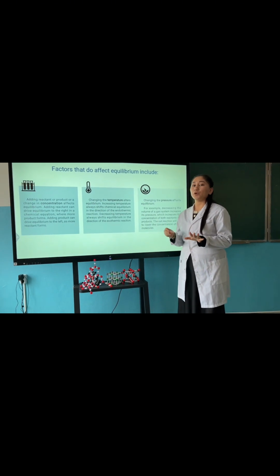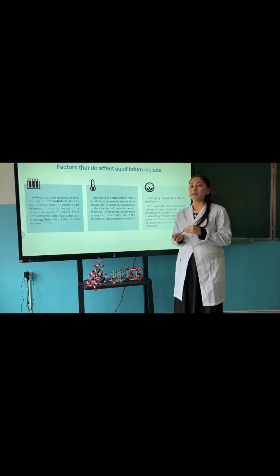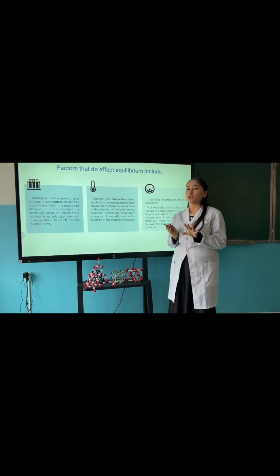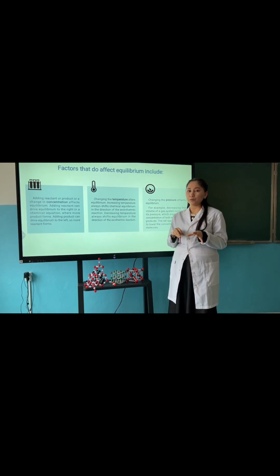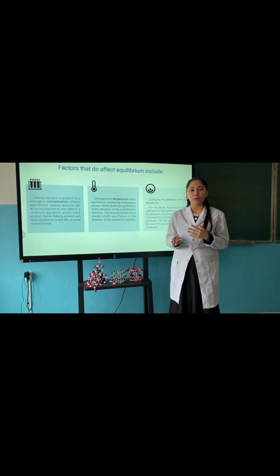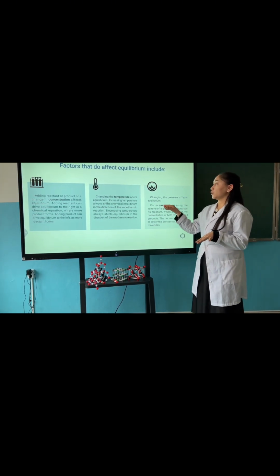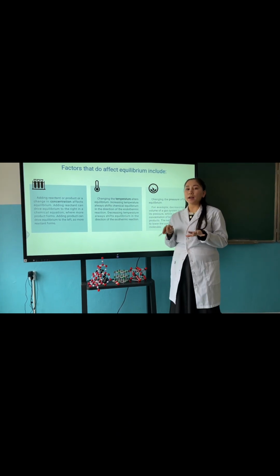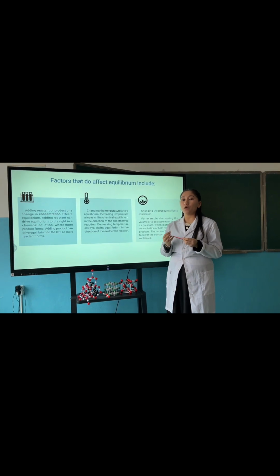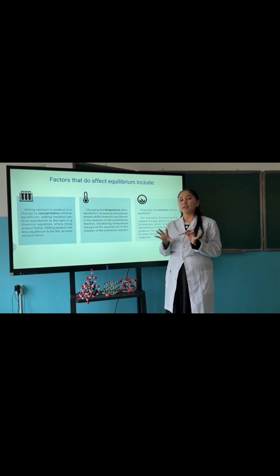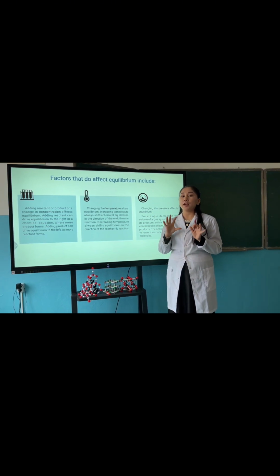Factors that affect equilibrium include: first, a change in concentration of a reactant or product. Adding reactant can drag equilibrium to the right in a chemical equation, where more product forms. Adding product can drag equilibrium to the left as more reactant forms. Second, changing the temperature alters equilibrium. Increasing temperature always shifts chemical equilibrium in the direction of the endothermic reaction. Decreasing temperature always shifts equilibrium in the direction of the exothermic reaction.